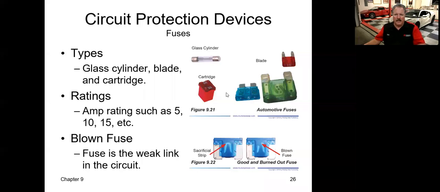Fuses, there's a bunch of different kinds of fuses. I'm going to show you a little bit about these later as well in the second video. There's a glass cylinder fuse, a cartridge type, a blade type. There are all different sizes, and they can make these in different ratings. A common rating is 5, 10, and 15. That's how much current will go through the fuse before it actually blows the link in the fuse. They're showing a good fuse right here. We call it a sacrificial strip, yeah. So if too much current goes through there, it heats up and it actually blows that little strip right there in the fuse, okay?